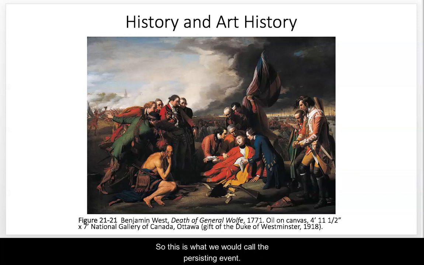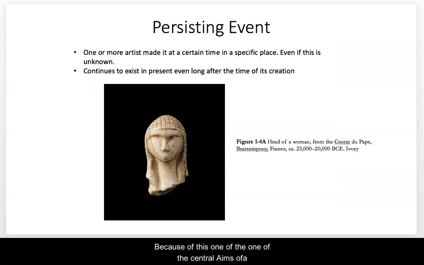So this is what we would call the persisting event, an event that was made. Somebody painted this as an event and it existed and it continues to exist as an event. So your book talks more and more about this in the introduction. Because of this, one of the central aims of art history is to find the original context.